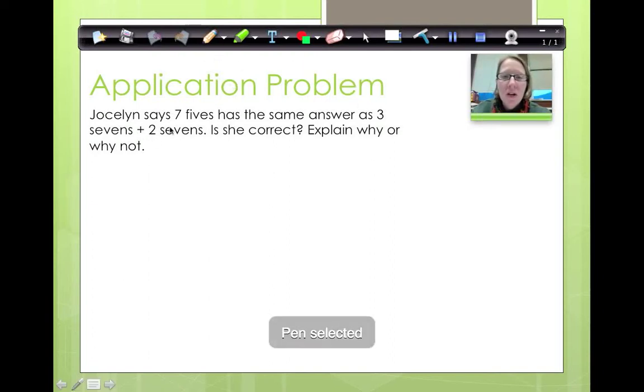Jocelyn says 7 5s has the same answer as 3 7s plus 2 7s. Is she correct? Explain why or why not. Okay, well, let's talk about that.